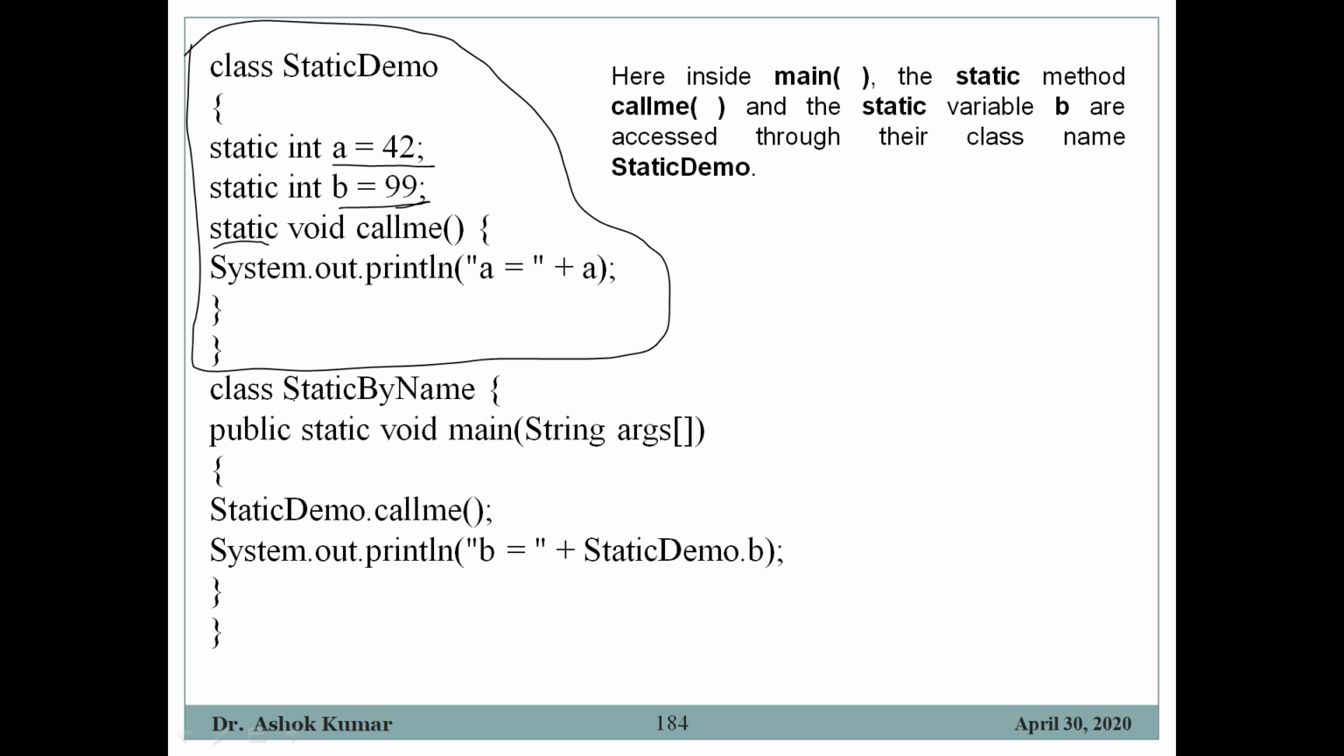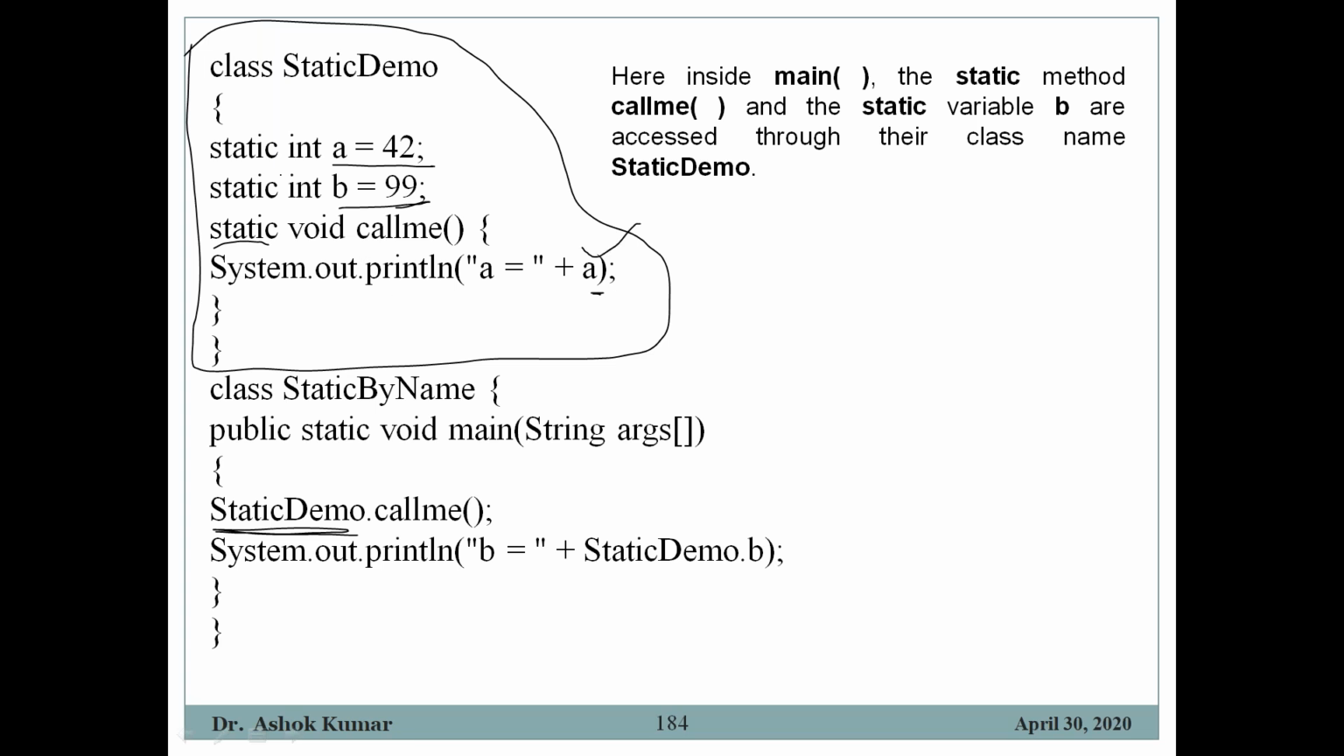In this class, when you run this, main will start executing, and from main we are calling the call me method. Because call me is a static method, you can call it with the class name. That's why we have written here the class name, static demo dot call me. So it will call this method, and when it does, we are printing the value of a. a is a static variable, its value is 42, so you will get 42 here.